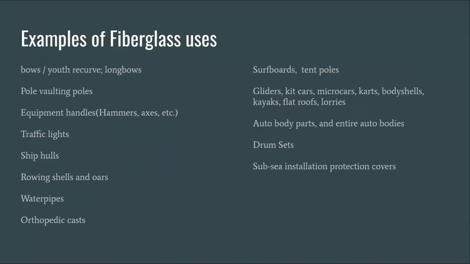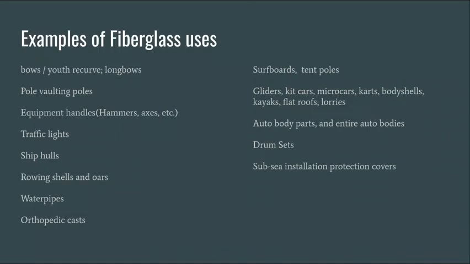Traffic lights are made with some fiberglass. Ship hulls, rowing shells, and oars, the things that you use to row a canoe with. Also, some of the canoes or kayaks are made of fiberglass. Water pipes, orthopedic casts that you might have on if you break a bone. Surfboards can be made of fiberglass. The tent poles that you put in a tent are made from fiberglass.